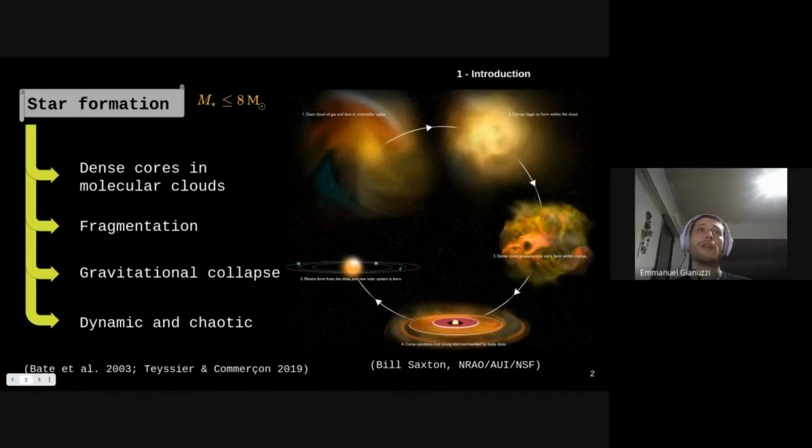Stars form in dense cores in molecular clouds due to the fragmentation of these clouds. This process is highly dynamic and chaotic. Throughout this talk, I will always refer to the formation of low-mass stars, more precisely lower than 8 solar masses approximately.